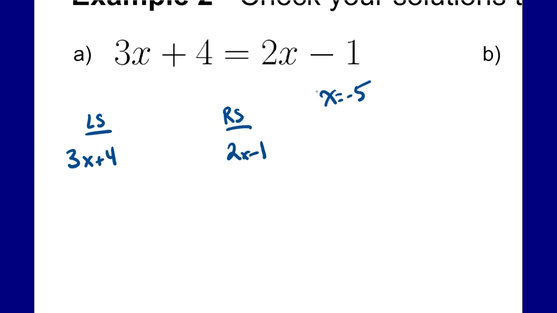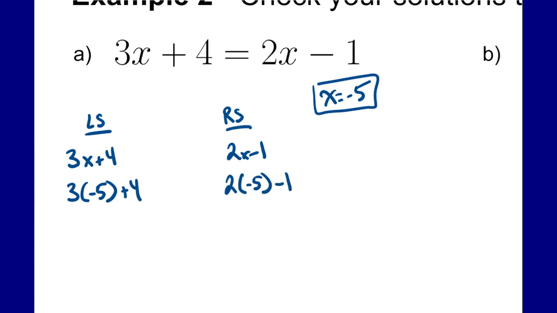I'm going to plug in this solution. So 3 times -5 plus 4, 2 times -5 minus 1. And now it's just a calculation. So -15 plus 4 is -11. -10 minus 1 is -11. Left side equals the right side. That's the right solution. So if we didn't trust our answer, we've just checked and it is the right solution.